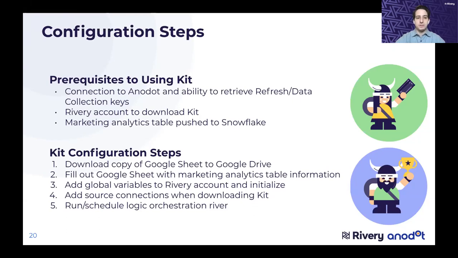So once you have those prerequisites, then you can start following the kit configuration steps listed below, which I will go through in the demo. They're basically to download a copy of this Google Sheet and fill it out with the marketing table's information, then add some variables to your Rivery account, add the connections when you're downloading the kit, and then run or schedule the river. And it's as easy as that to get your table's information to Anodot to start this alert process.